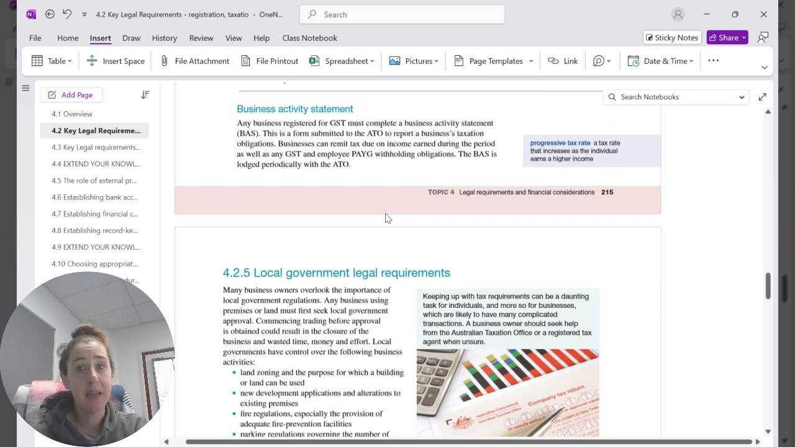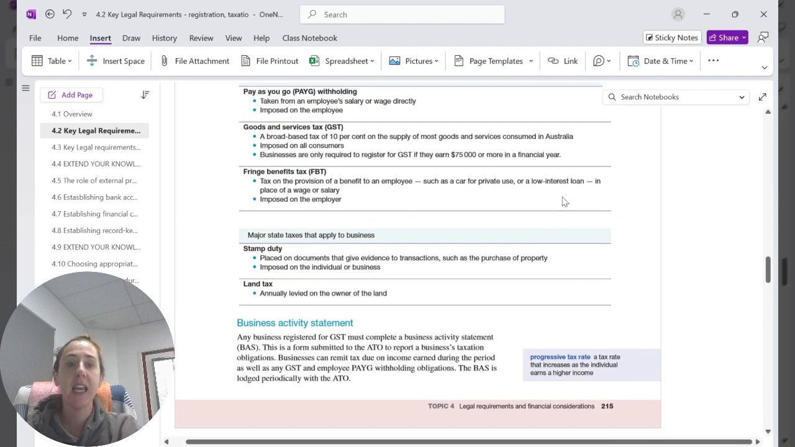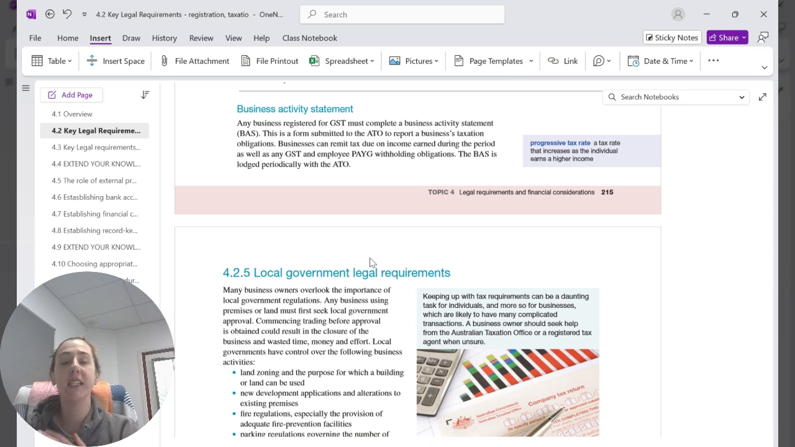Business activity statement. So this is your BAS statement. Many people would have heard that term thrown around. So any business that is registered for GST, remember you're registering for GST if you are earning more than $75,000 in a financial year, must complete a business activity statement. It's a form that is submitted to the ATO to report your tax obligations.